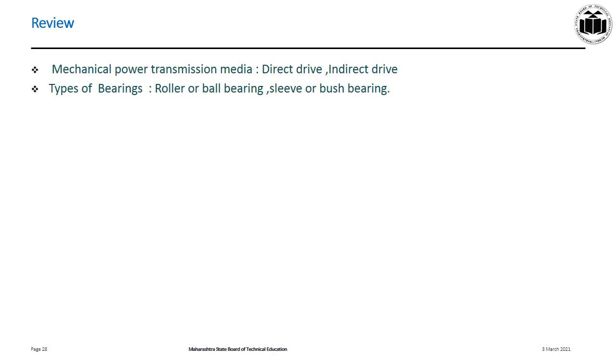In today's session, we have seen the different types of power transmission media such as rope, belt, and chain drives, and also the types of bearings, that is, roller or ball bearings and sleeve or bush bearings, which are suitable for particular applications in industry.